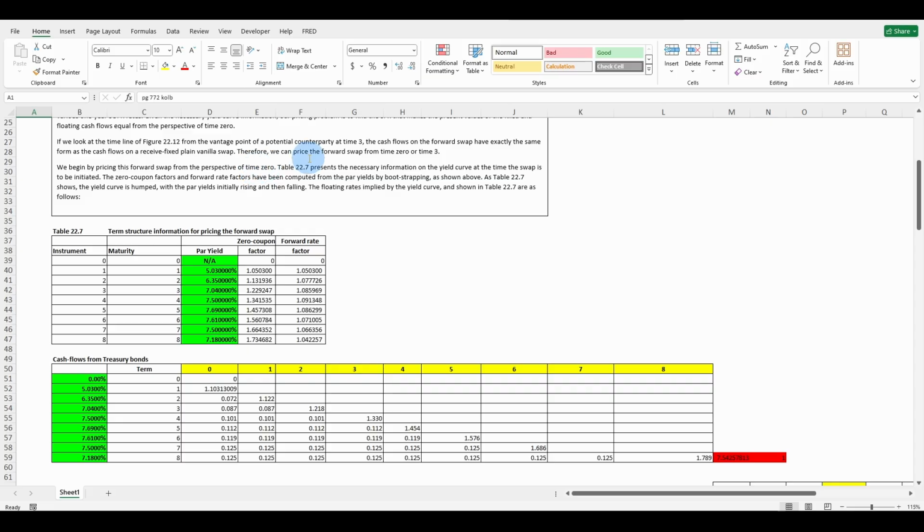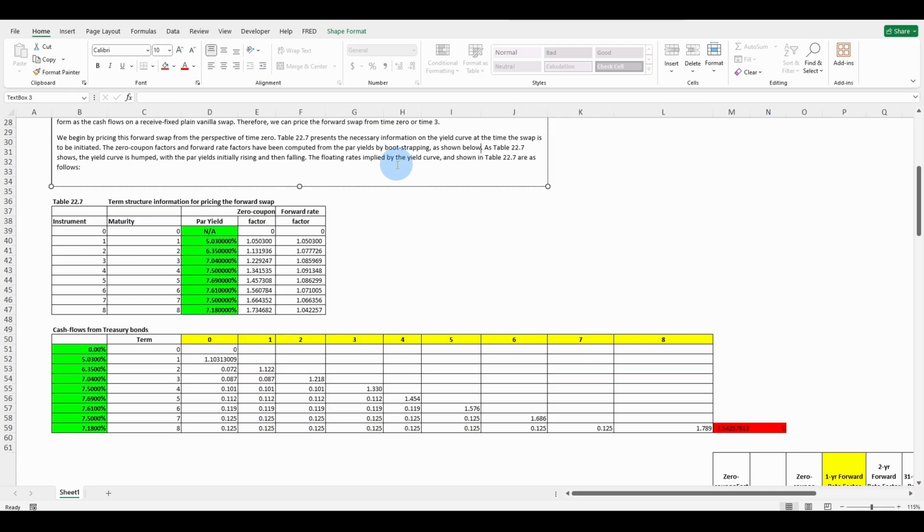Table 22.7 presents the necessary information on the yield curve at the time the swap is to be initiated. The zero coupon factors and forward rate factors have been computed from the par yields by bootstrapping, as shown below. As table 22.7 shows, the yield curve is humped, with par yields initially rising and then falling. The floating rates implied by the yield curve and shown in 22.7 are as follows.